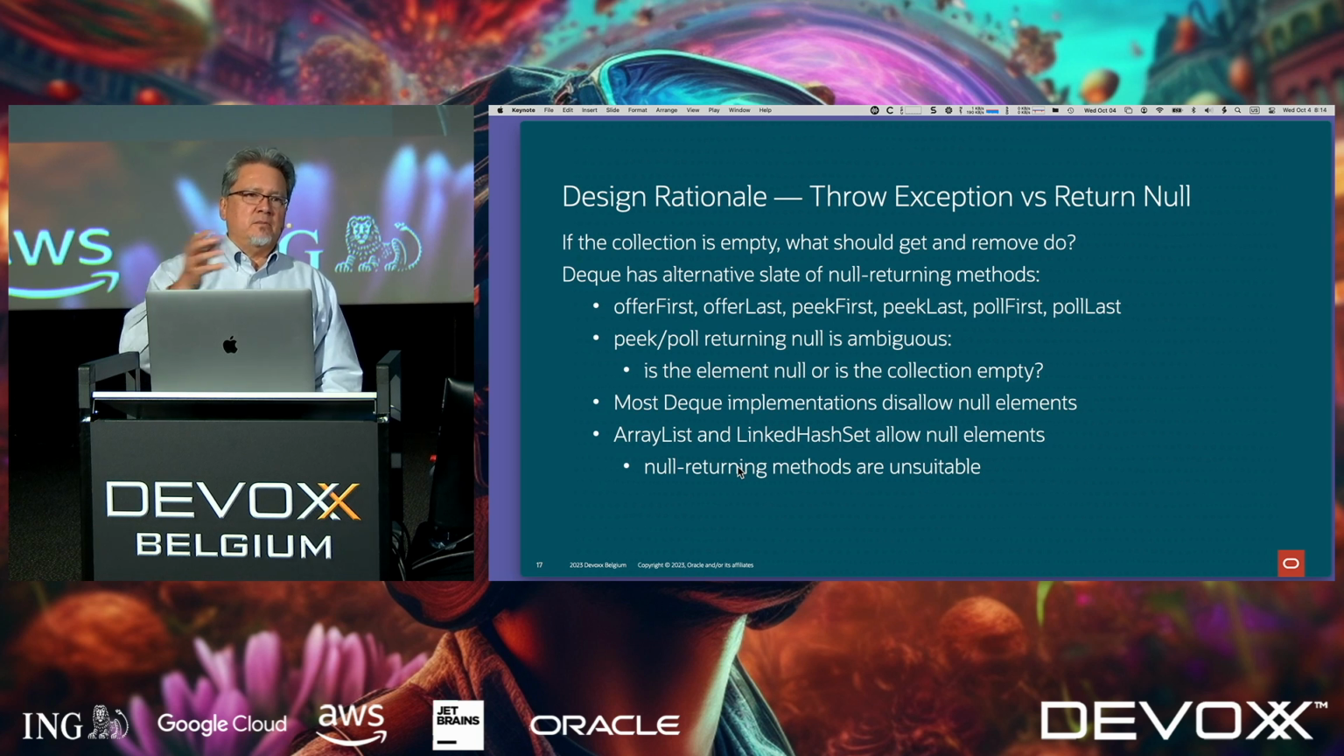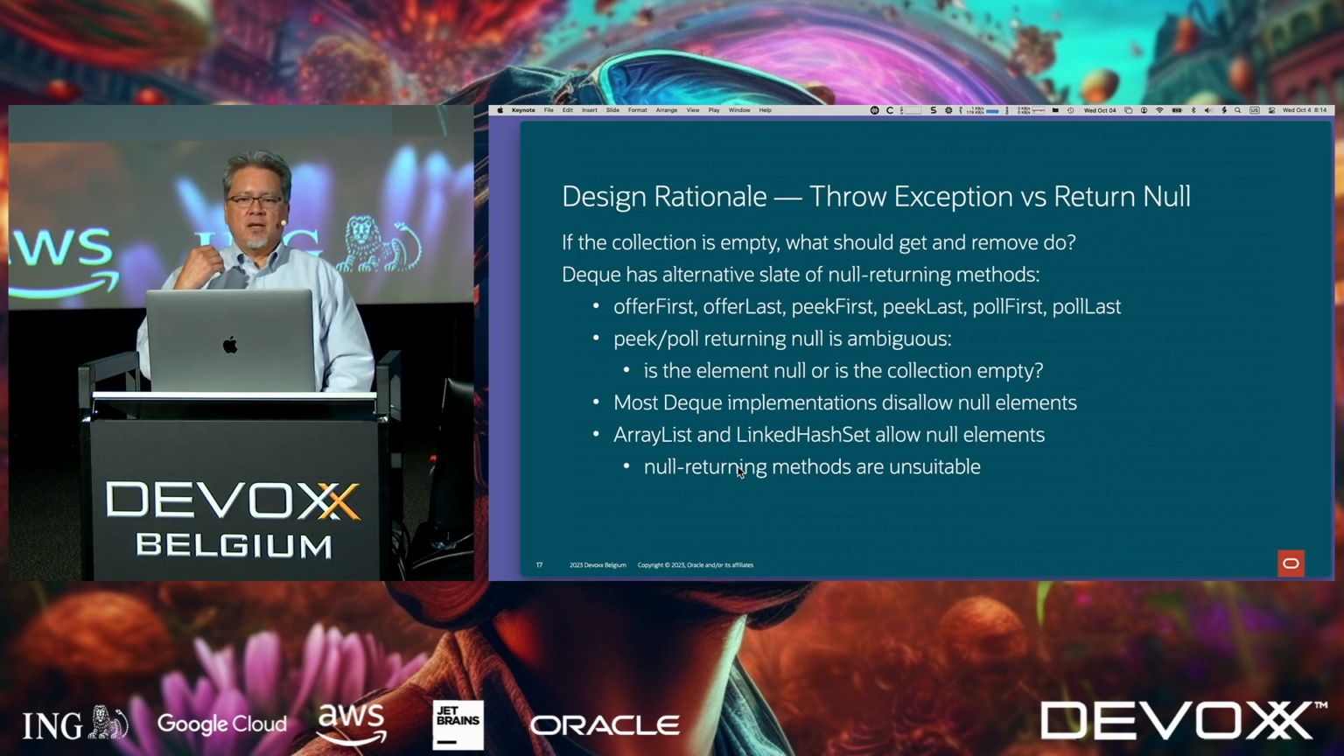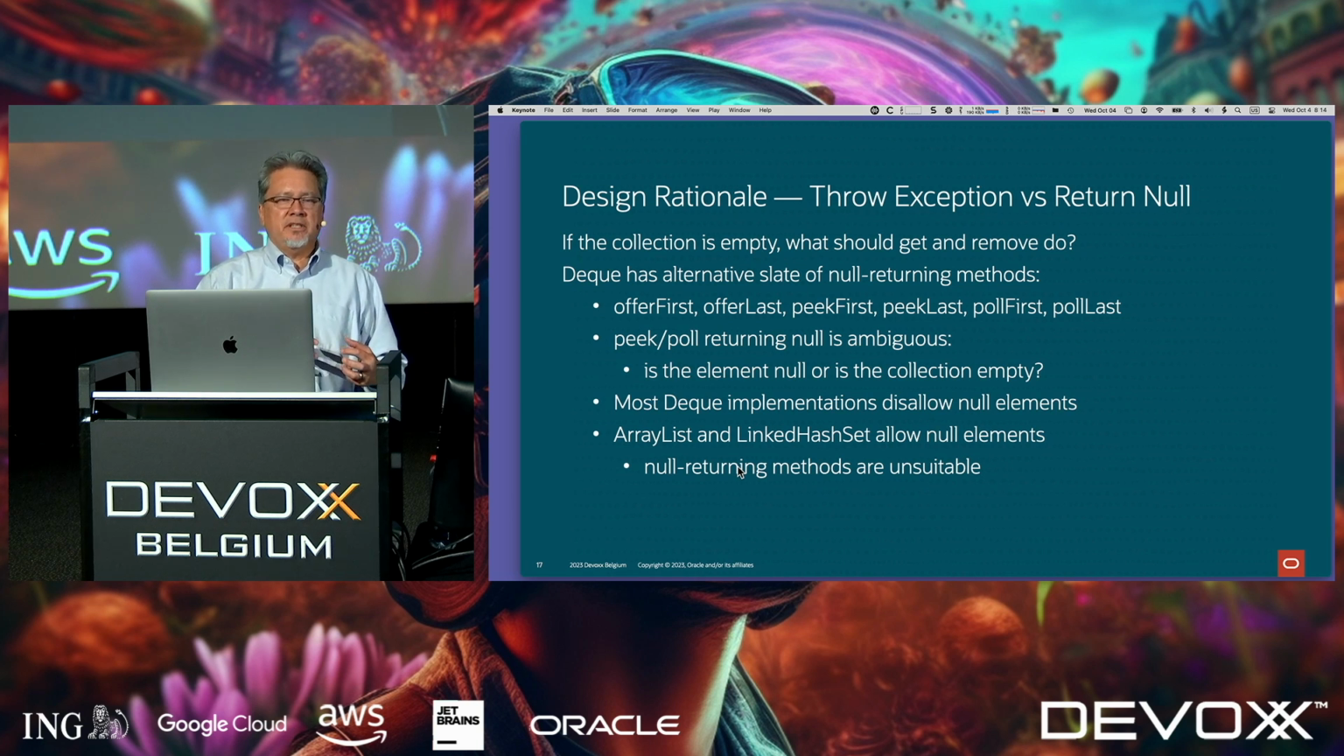But if we were to take these methods and propagate them around, array list can have a null in it. And so you could say poll first, and if you get null, you might have actually removed the first element which happened to be a null value. And then you might say poll first again and get null. And you just don't know whether the collection is empty or whether you really did remove a null element. So that's the problem there with null returning methods.